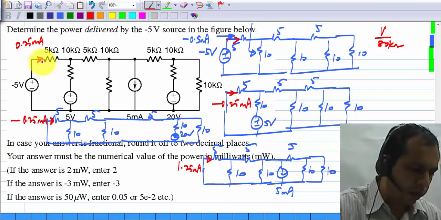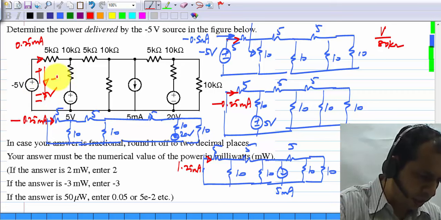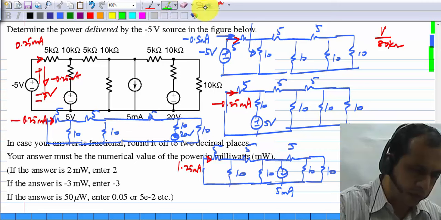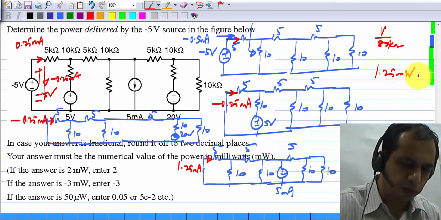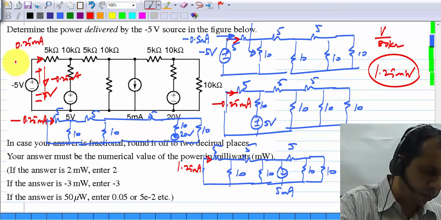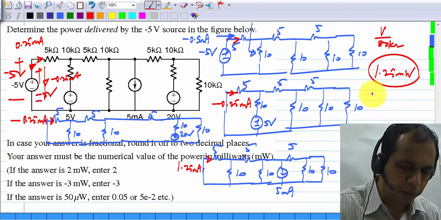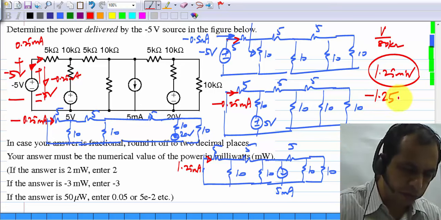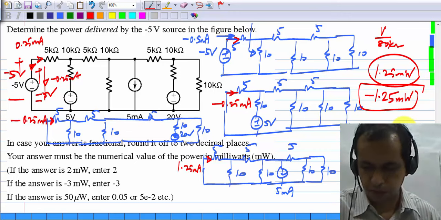Okay. So the power dissipated, which is minus 5 volts times minus 0.25 milliamps, that is 1.25 milliwatts. So 1.25 milliwatts of power is absorbed, okay, because in this polarity you have a minus 5 volt voltage, and in this direction you have a minus 0.25 milliamps. So the power delivered is minus 1.25 milliwatts. Okay. So the answer is minus 1.25.